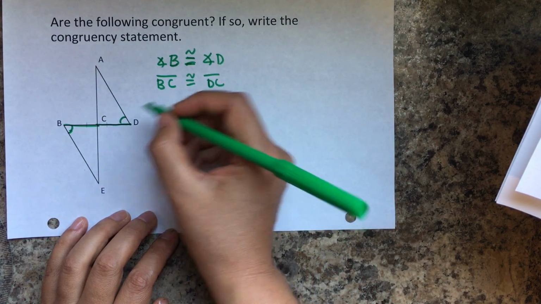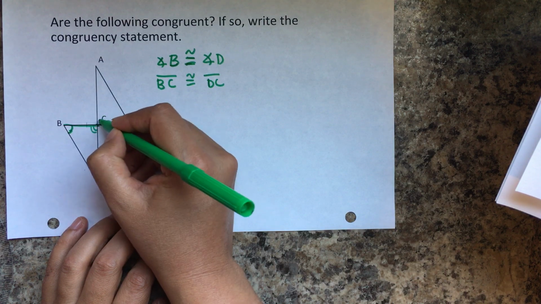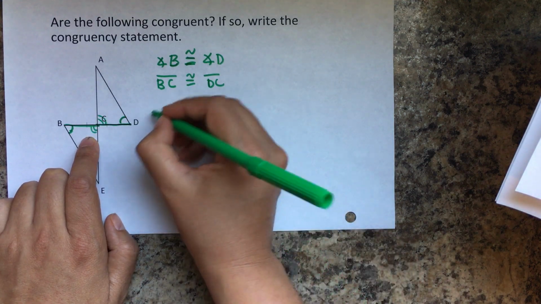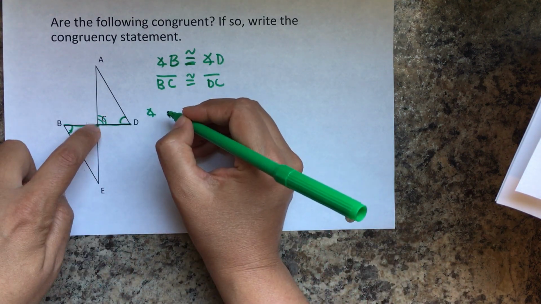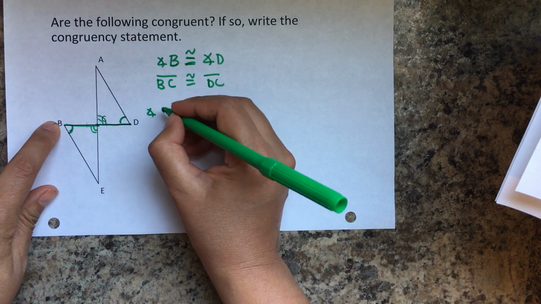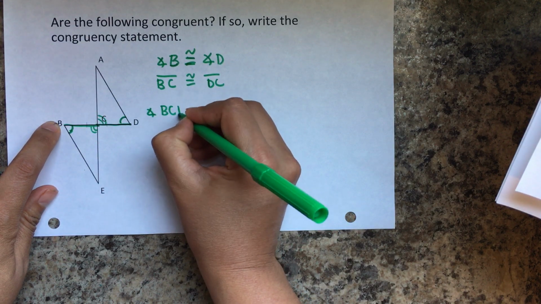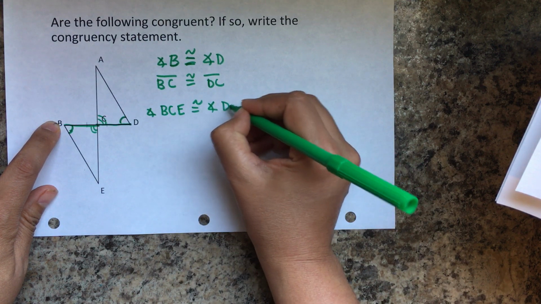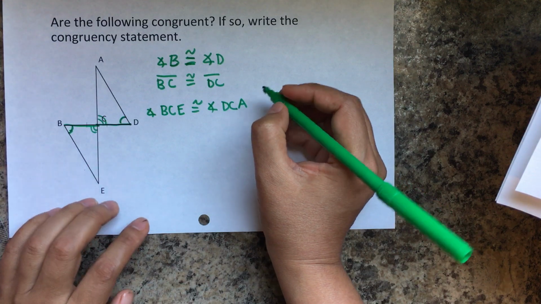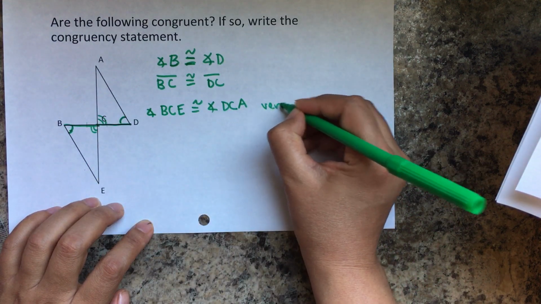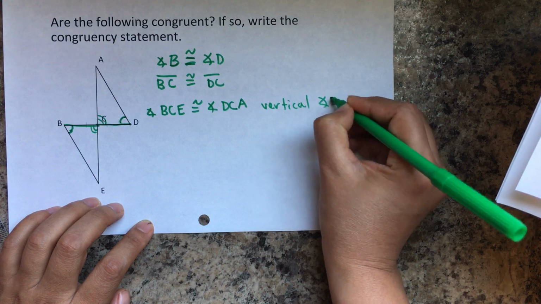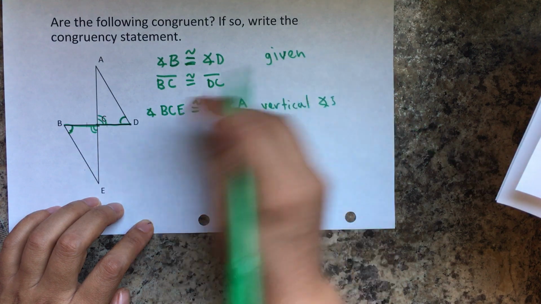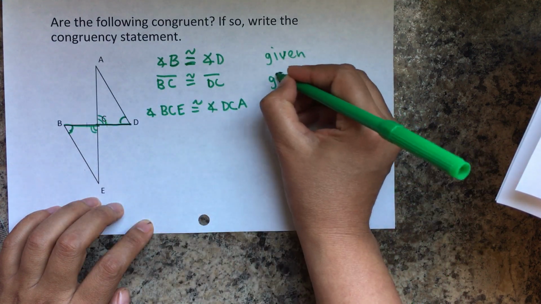And finally, we know that these two are vertical angles. So we cannot call it angle C because both are angle C. So we're going to call it angle BCE is congruent to angle DCA. Okay, and it's because it's vertical angles. The reason for this one is the marking. So they also say given. When they give me the markings, it's like it's given information.